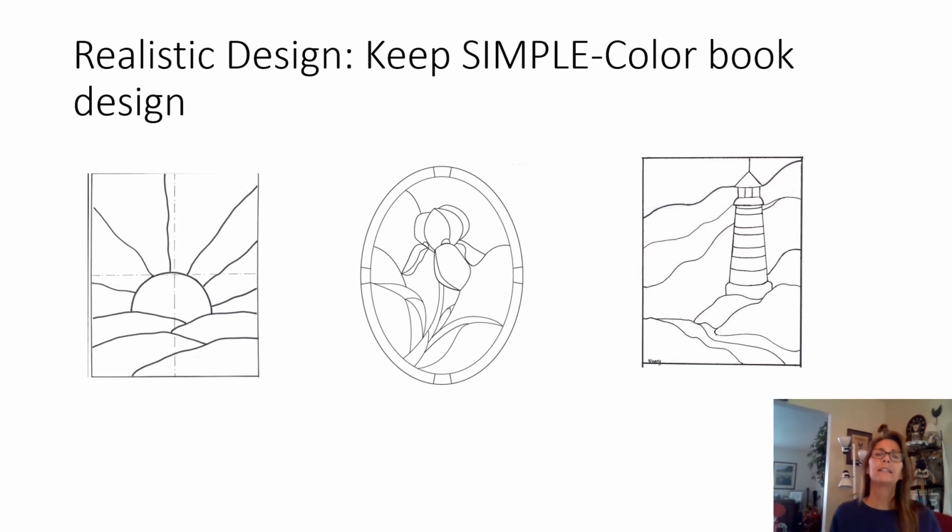Now for your realistic design, okay? Keep it simple. Keep it like a coloring book design. Again, you don't want to go with more than 20 pieces, maybe 30 pieces when it comes to this. When I say pieces, think of it like a puzzle, each section. So again, it's realistic. I can tell it's a lighthouse. I can tell it's an iris. I can tell it's a sunrise or a sunset. And you're not sticking with rigid, straight, geometrical lines. It's more curved, more natural, okay?